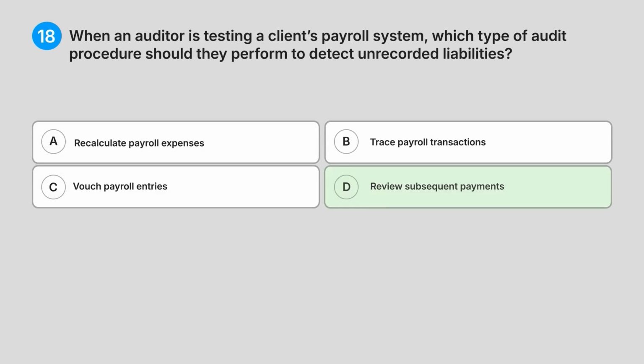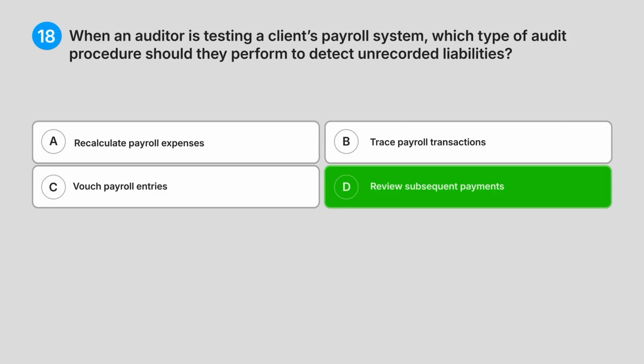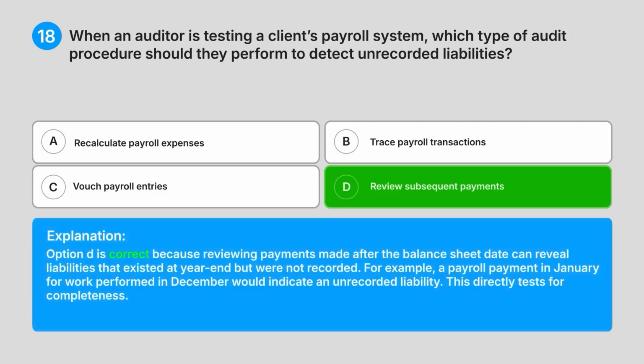Correct answer, D. Review subsequent payments. Explanation. Option D is correct because reviewing payments made after the balance sheet date can reveal liabilities that existed at year-end but were not recorded. For example, a payroll payment in January for work performed in December would indicate an unrecorded liability. This directly tests for completeness.